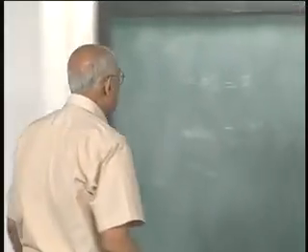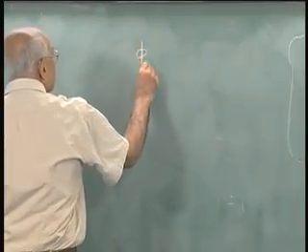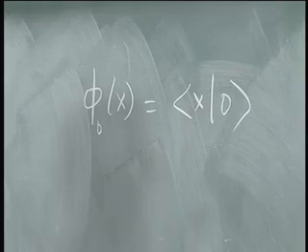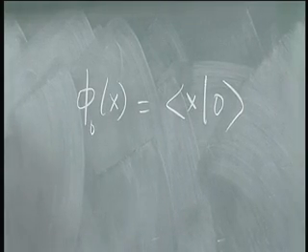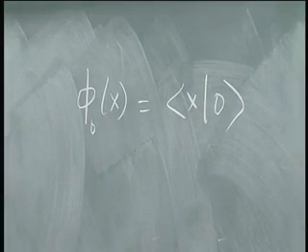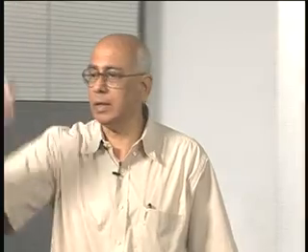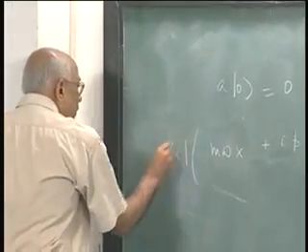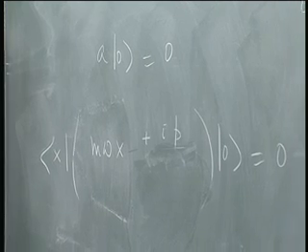I would like to find out what the ground state wave function, phi 0 of x, is. And what is phi 0 of x, by the way? By definition this is the bra x with ket 0, the representative in the position basis of the ground state vector 0. That is the definition of the ground state wave function in the position basis. So let us do this on both sides.